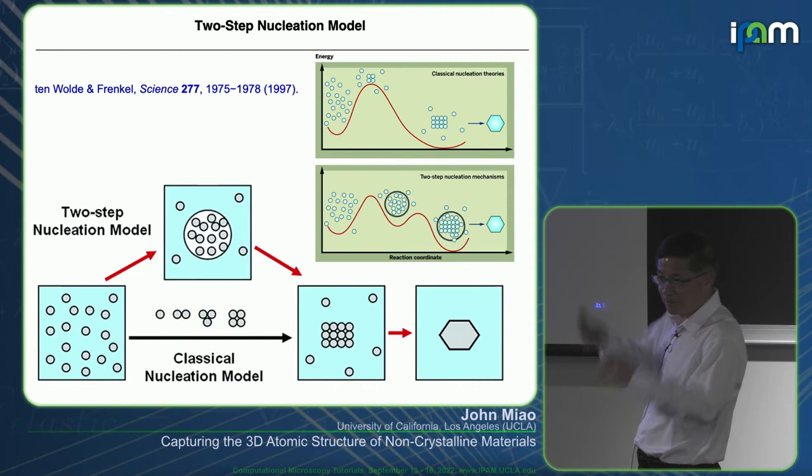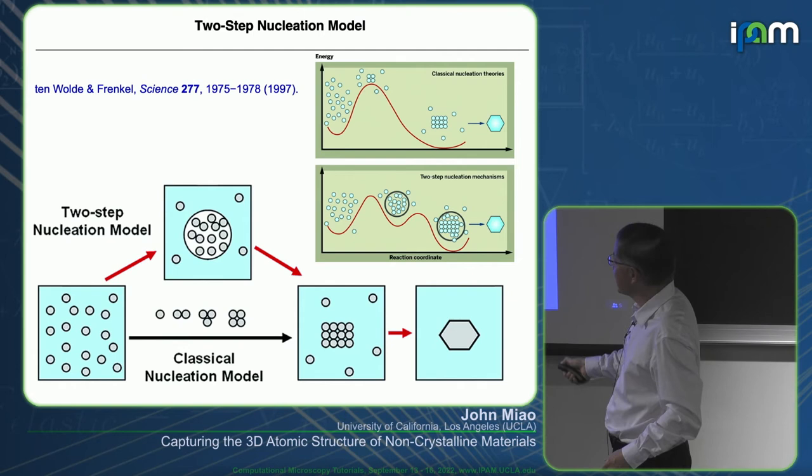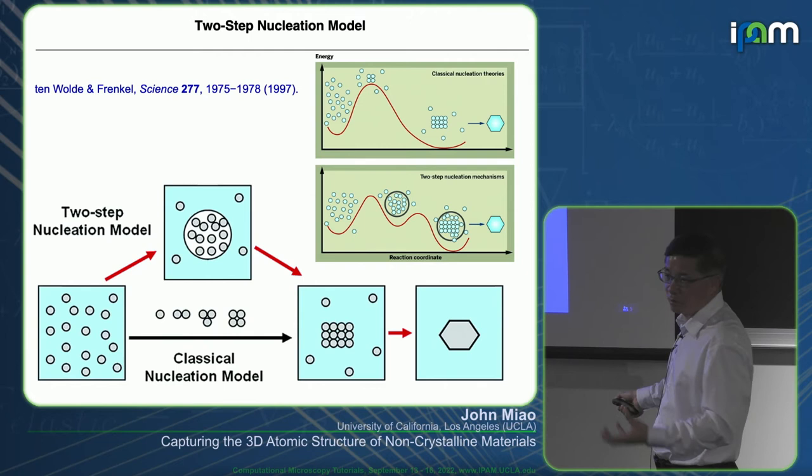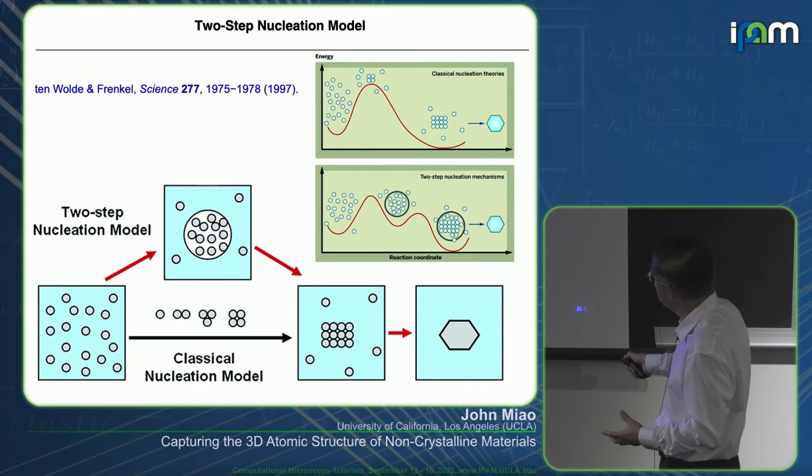You just oscillate. And if larger than R critical, then it becomes stable in the crystal. The two-step model is you have some clusters, disordered clusters. How this cluster goes to the crystal, nobody knows, it's just a phenomenological model. Okay, you just have an intermediate state. But what do we find? We propose, based on experimental observation, a new model.